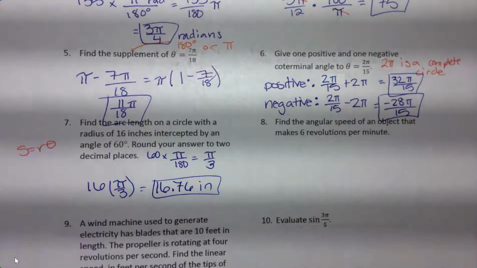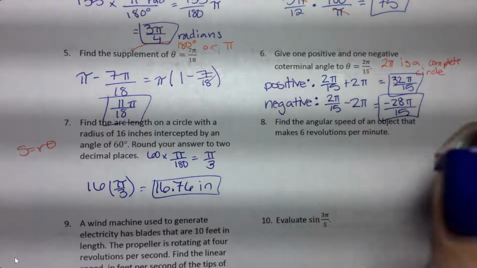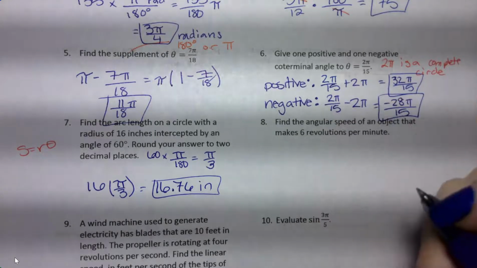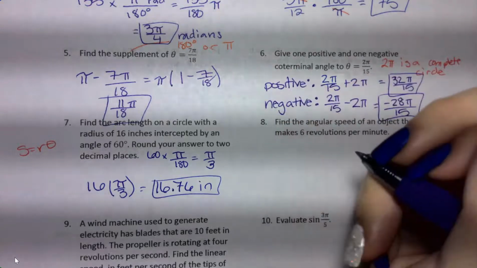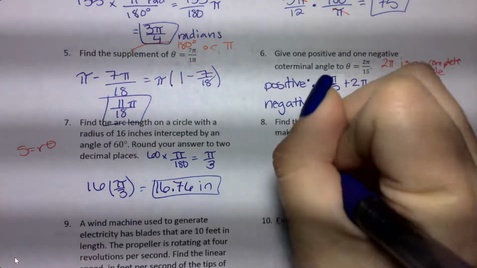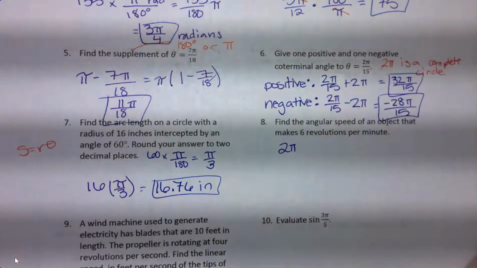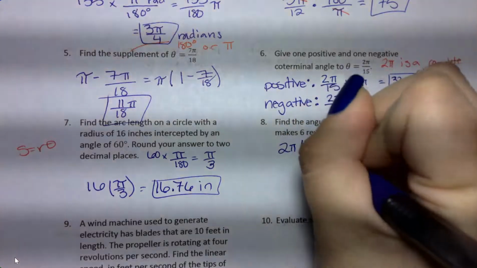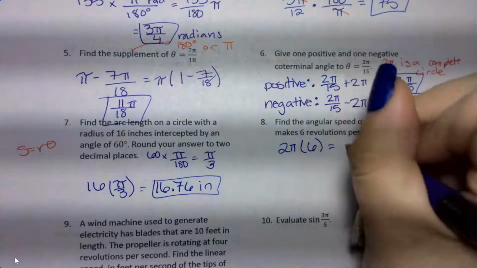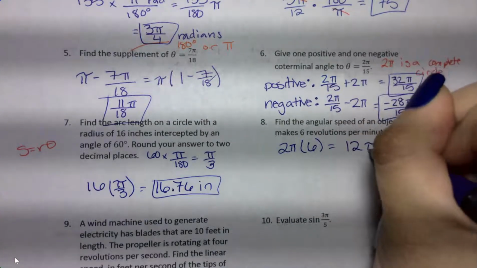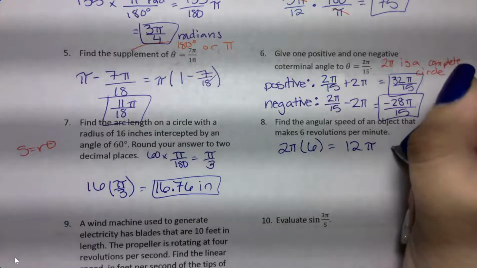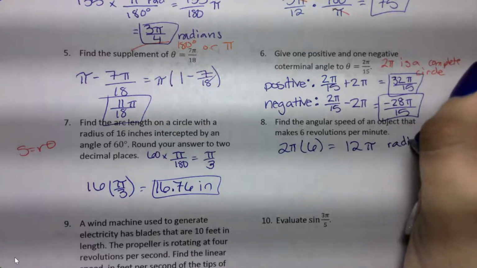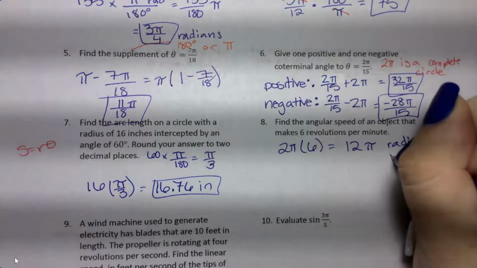Number 8 wants me to find the angular speed of an object that makes 6 revolutions per minute. So for this one, what I want to do is take my revolutions and multiply by how many radians there are in a complete circle, which is 2 pi. I'm going to do 2 pi times 6, which gets me 12 pi radians per minute.